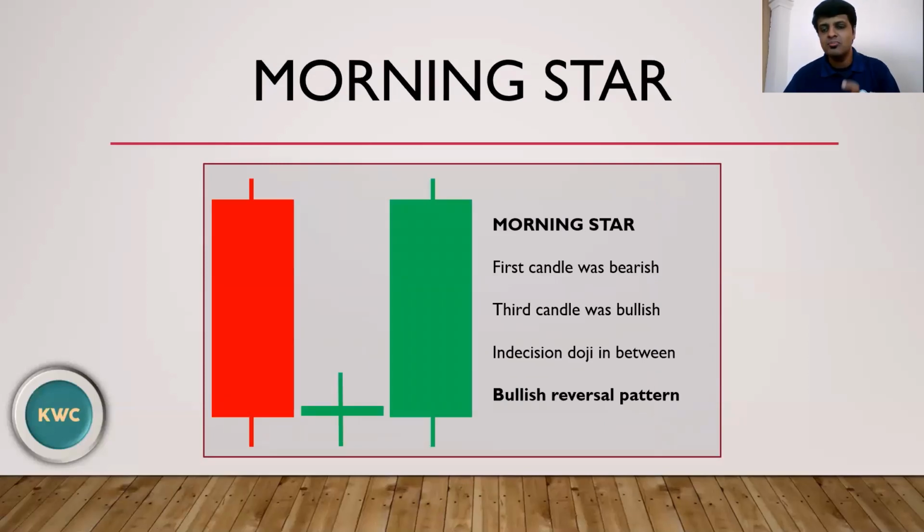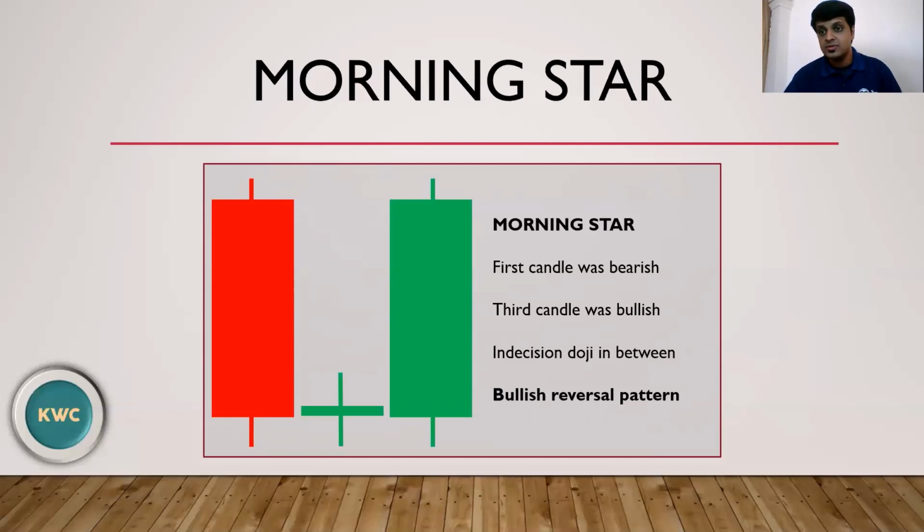Then we have something called the morning star. This usually indicates the reversal from a selling or bearish trend on the share to a buying or bullish trend on the share. Okay, this is basically where you have a pattern of red candles and suddenly there's an indecision, and then you switch to green candles, which indicates a reversal of the trend, and that is the morning star.